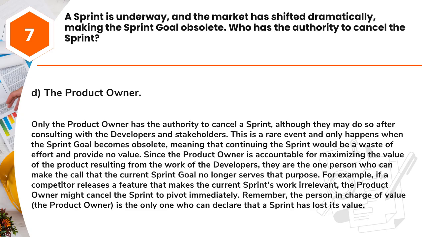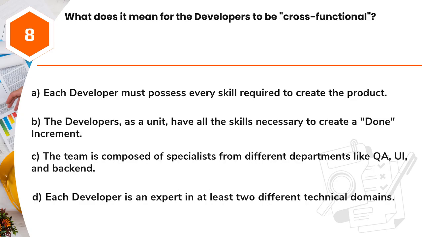Since the product owner is accountable for maximizing the value of the product resulting from the work of the developers, they are the one person who can make the call that the current sprint goal no longer serves that purpose. For example, if a competitor releases a feature that makes the current sprint's work irrelevant, the product owner might cancel the sprint to pivot immediately. Remember, the person in charge of value, the product owner, is the only one who can declare that a sprint has lost its value.